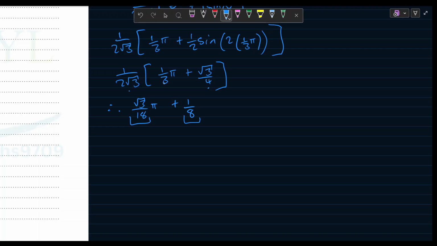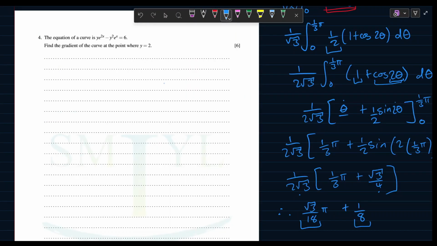It satisfies their requirements. Number 4: the equation of a curve is y e to the 2x minus y squared e to the x is equal to 6. Find the gradient of the curve at the point where y is equal to 2. So notice that we've got an implicit function here, so we have to differentiate implicitly. It is implicit because it is very difficult for us to make y the subject of the formula or x the subject of the formula. So we're forced to differentiate it implicitly.